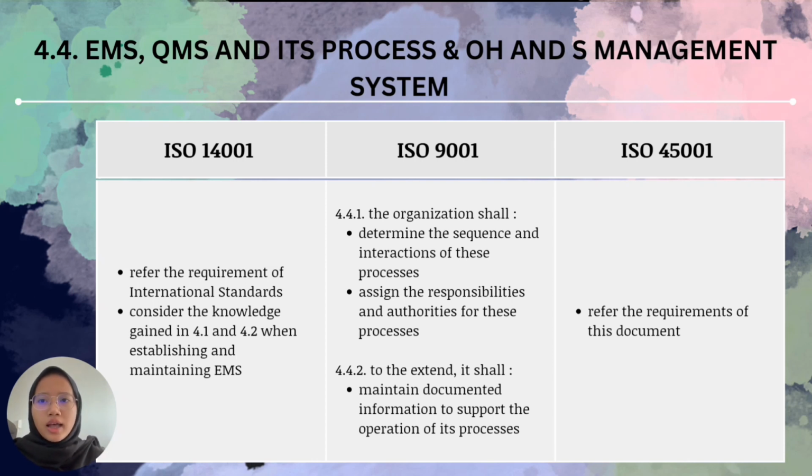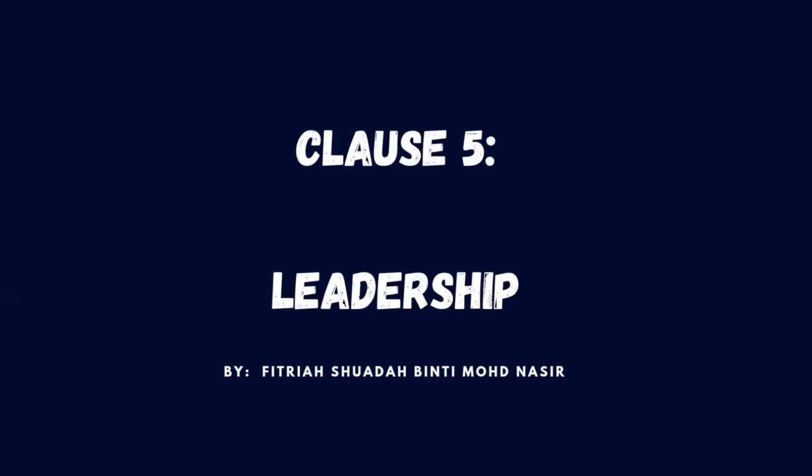management systems, which are the EMS, QMS and its processes, and the OHS management system. They all have the same subclause, but ISO 9001 has additional subclauses, which are 4.4.1, where the organization shall determine the sequence and interaction of these processes, and 4.4.2, where to the extent necessary it shall maintain documented information to support the operation of its processes.